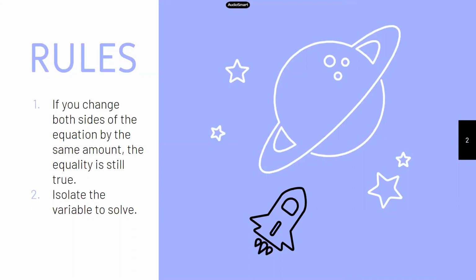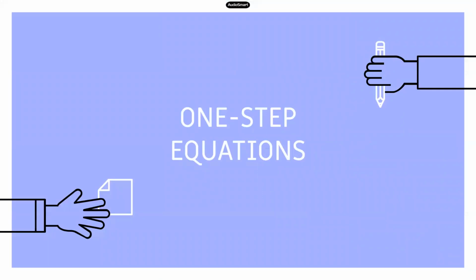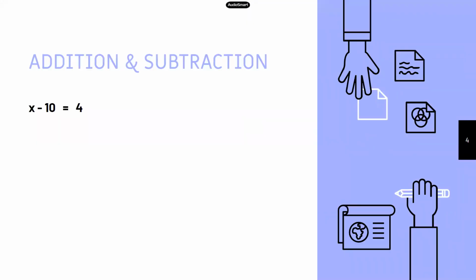So now that we've gone over those basics, we can start looking at our very first example problem. The very first type of examples that we're going to be covering are all one-step equations. This means that these problems all just require one step to solve. They're pretty straightforward, but again, they're super important so that you can understand this stuff later on. So let's get started. Our first example is x minus 10 equals 4.